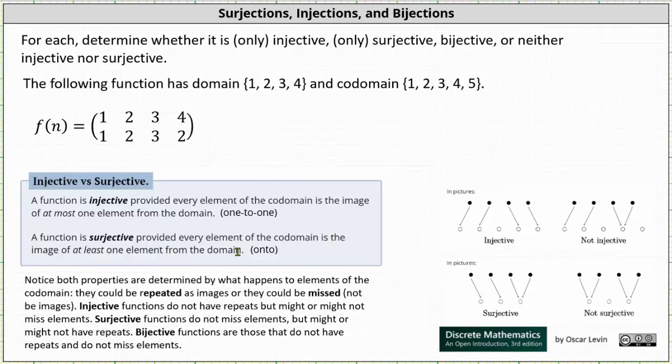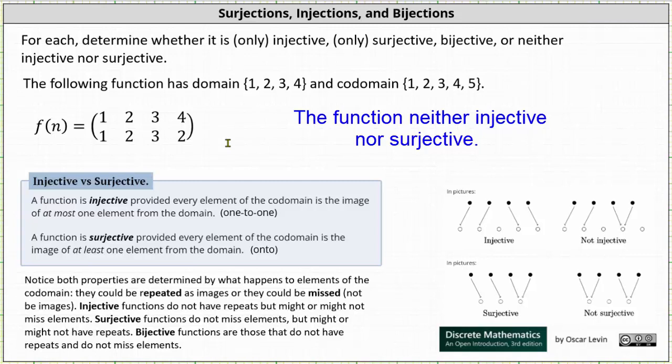element from the domain. And the function is also not injective because the element 2 from the codomain is an image of 2 elements from the domain, and therefore every element of the codomain is not an image of at most one element from the domain. And therefore this function is neither injective nor surjective.